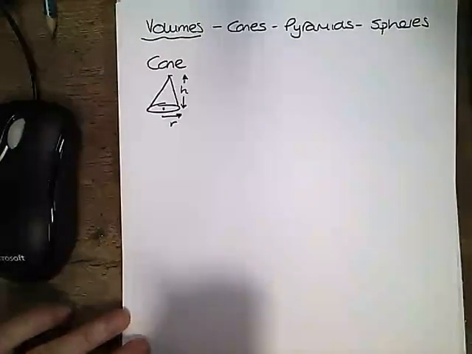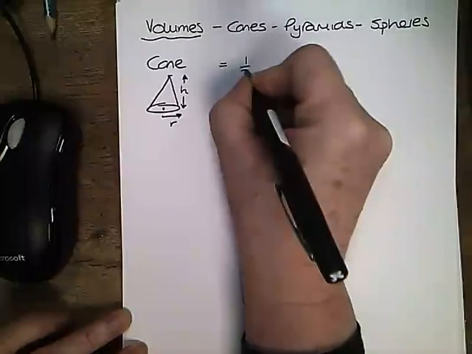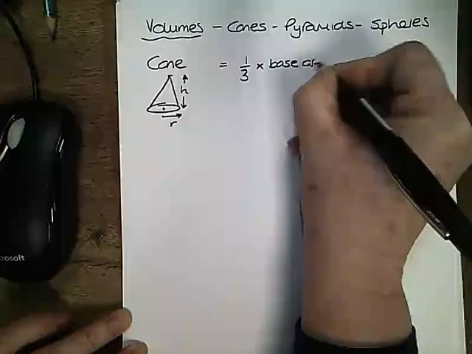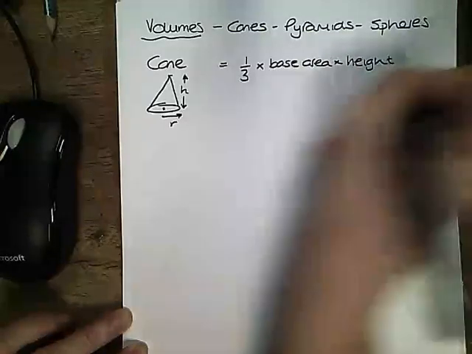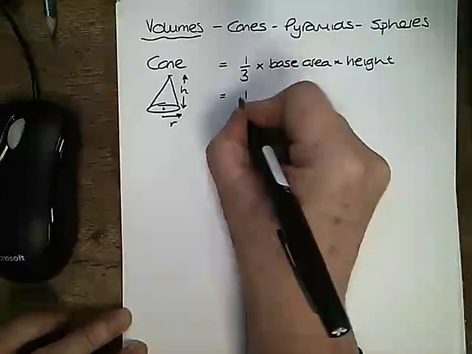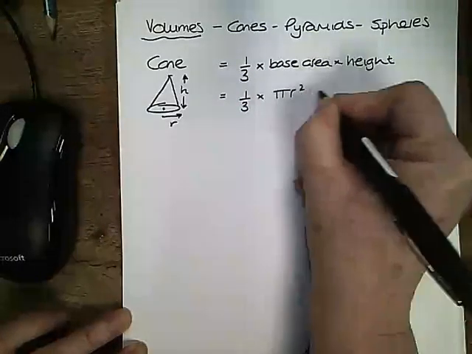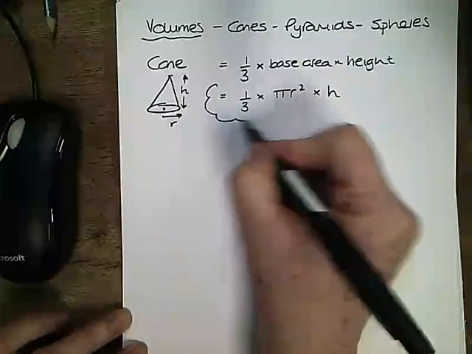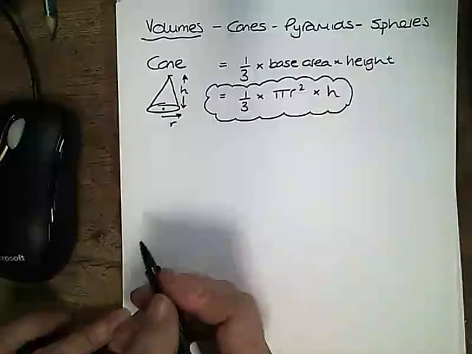And the formula for the volume of a cone is 1/3 of the base area times the height. And in this case, because the base area is a circle, we can write 1/3 times pi r squared times h, the height. Okay, and that is how we find the volume of a cone.